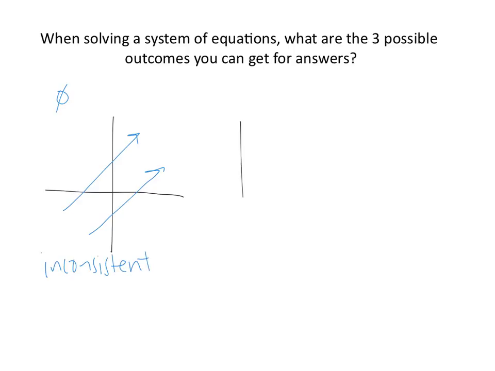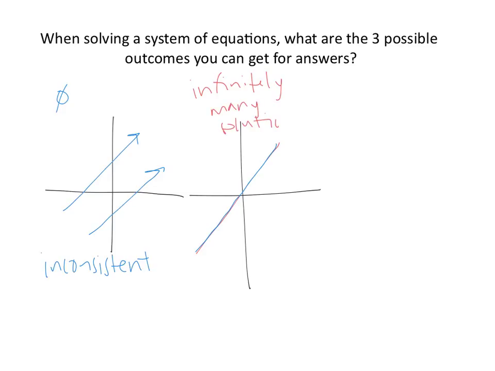The second option is if you actually have two lines that are the same line, and that would be infinitely many solutions, and we would describe that by saying consistent and dependent.